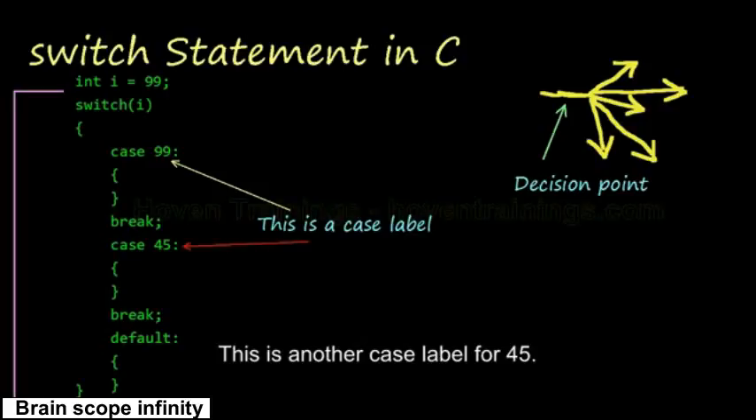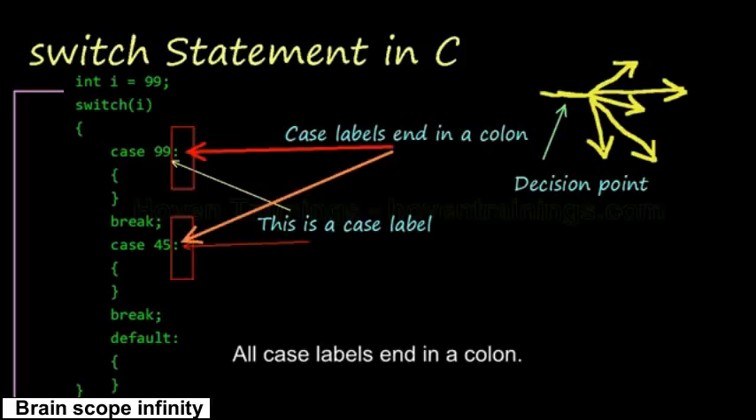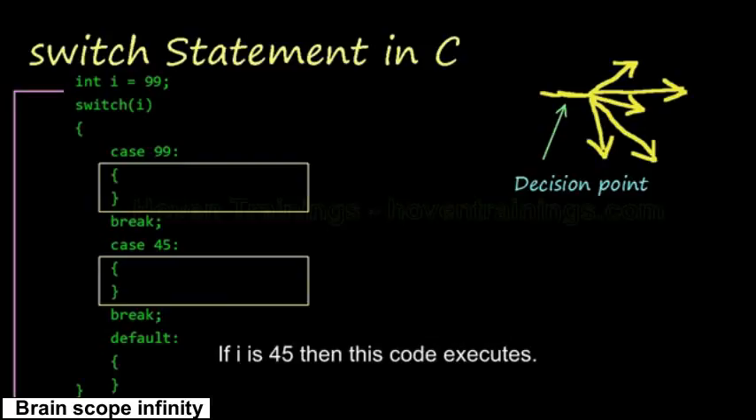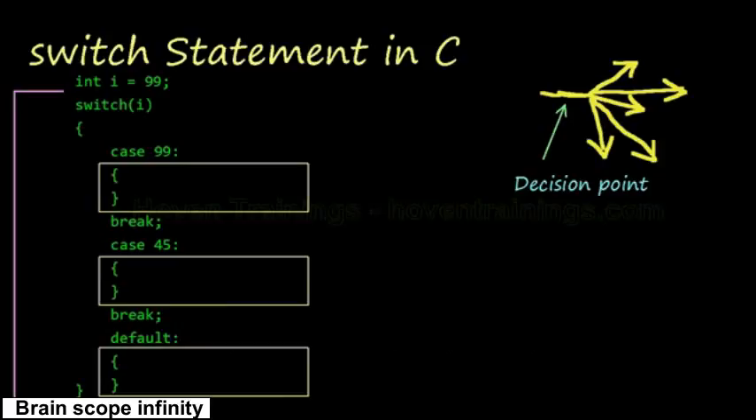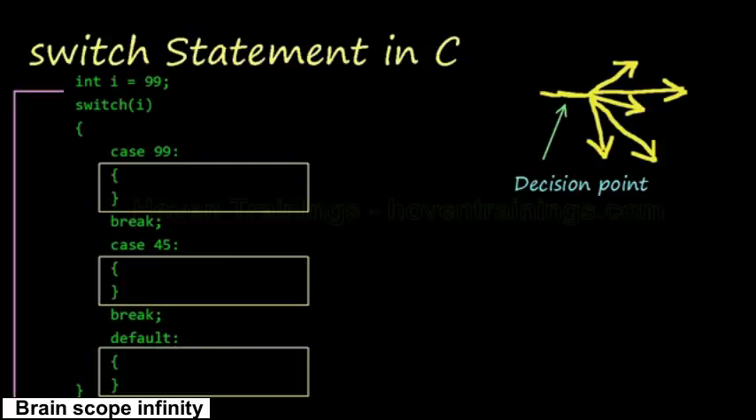This is another case label for 45. All case labels end in a colon. If I is 99, then this code executes. If I is 45, then this code executes. If it is neither 45 nor 99, then the default label executes.